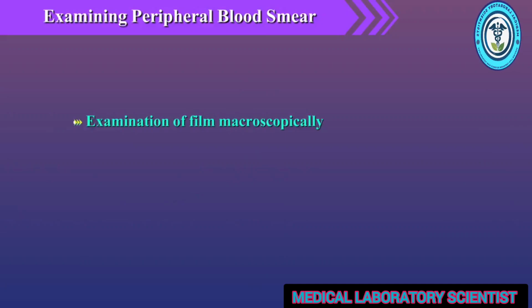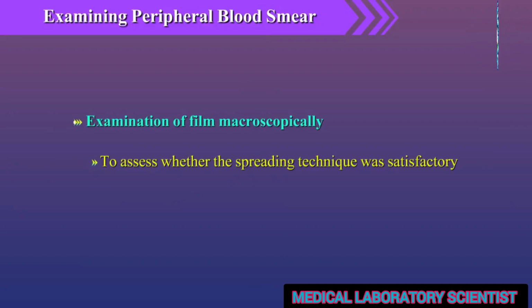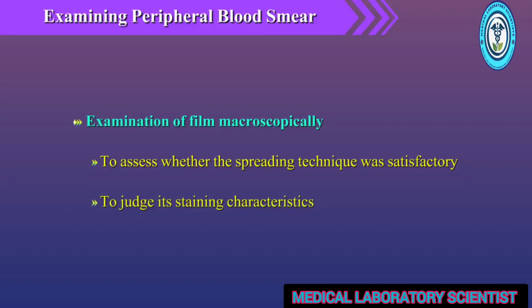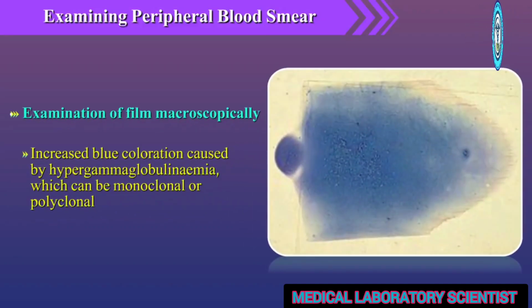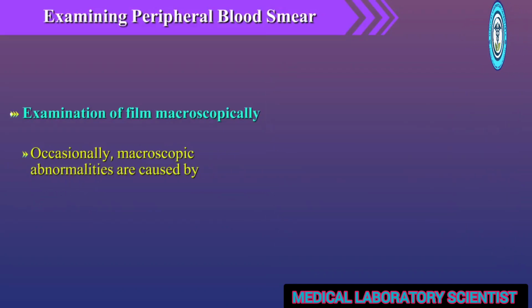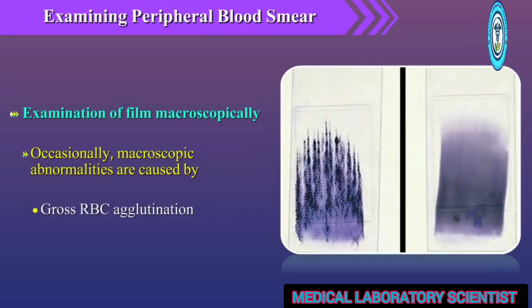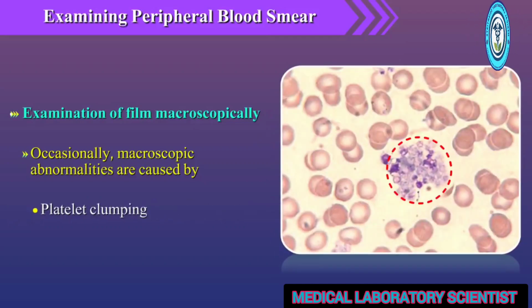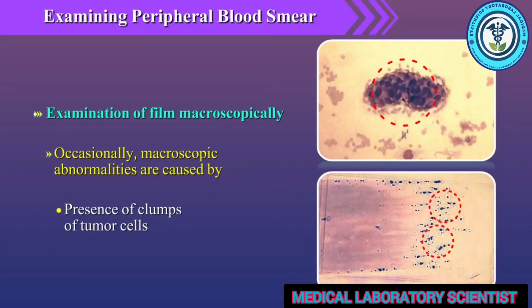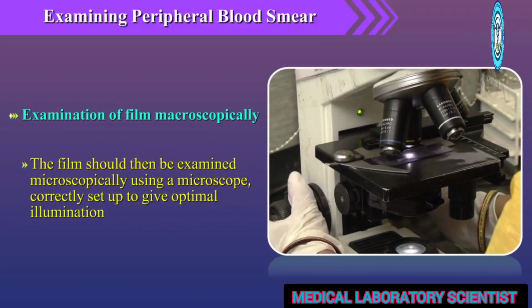First, the film should be examined macroscopically to assess whether the spreading technique was satisfactory, to judge its staining characteristics. Also, increased blue coloration is caused by hypergammaglobulinemia, which can be monoclonal or polyclonal. Occasionally, macroscopic abnormalities are caused by precipitation of cryoglobulin, cross RBC agglutination, platelet clumping, or presence of clumps of tumor cells. The film should then be examined microscopically using a microscope correctly set up to give optimal illumination.